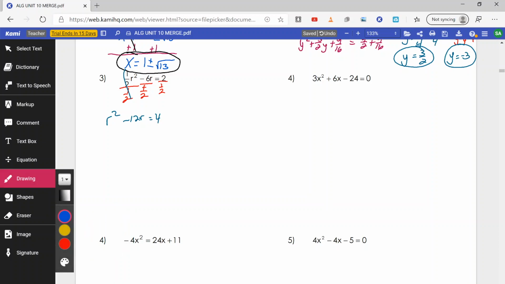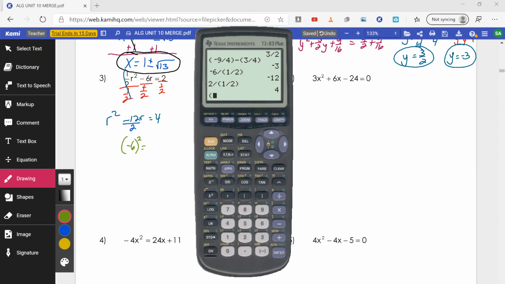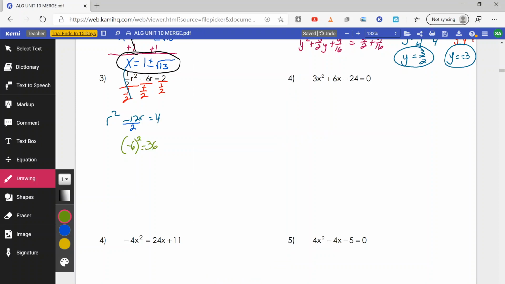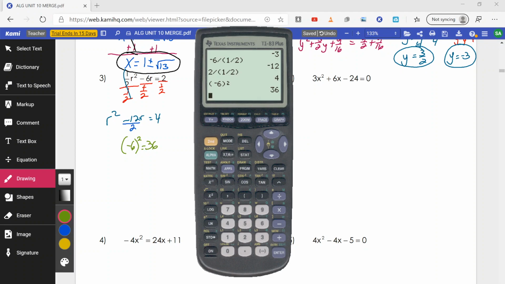Now comes the work that we have to do with that magic number 2. Take the second term and divide by 2. Negative 12 divided by 2 gives me negative 6. And then I have to square it, and that is going to give me 36. Notice I put the negative 6 in parentheses in the calculator. If I did not do that, the calculator would read it as the negative value of 6 squared. If you want to square a negative number, you have to put the number in parentheses.